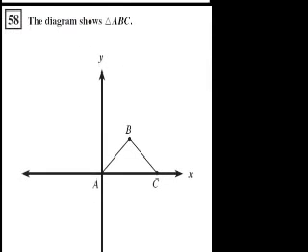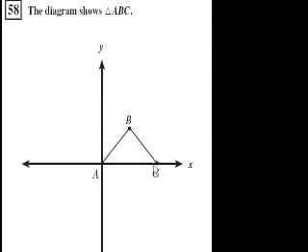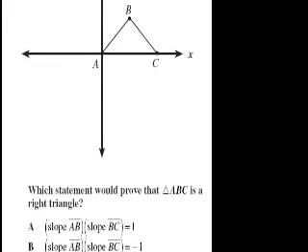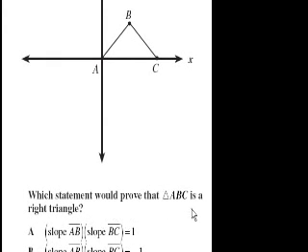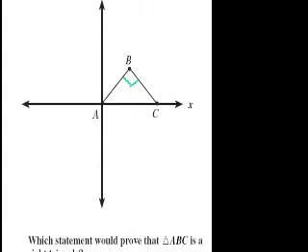Okay. The diagram shows triangle ABC. Fair enough. Which statement would prove that ABC is a right triangle? And just eyeballing it, this is clearly not a right angle. This is probably the right angle for the right triangle. And this is something that maybe you learned in algebra class, and if you didn't, you're about to learn it right now. I'm looking at the choices, and they talk a lot about slope.